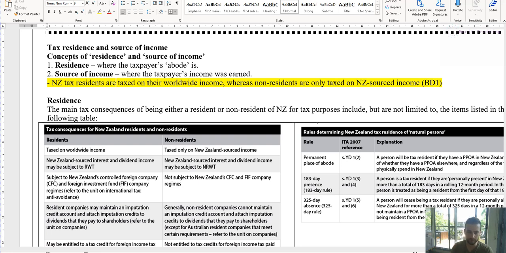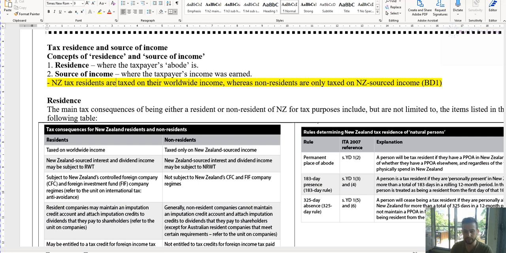So if I earn rental income in Australia or dividends in the USA, even though I don't live there, but I own shares in them, I need to pay tax on that income in New Zealand. Now, you will get a credit for any tax paid in those countries, provided there's a double tax agreement, but we'll talk about that a little bit later.